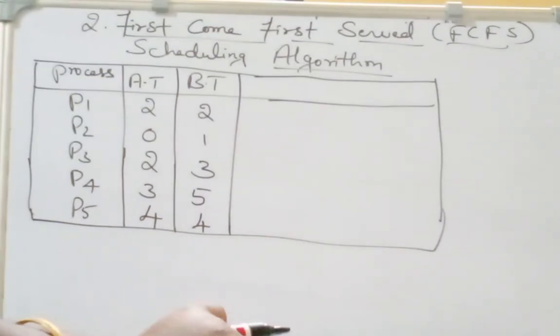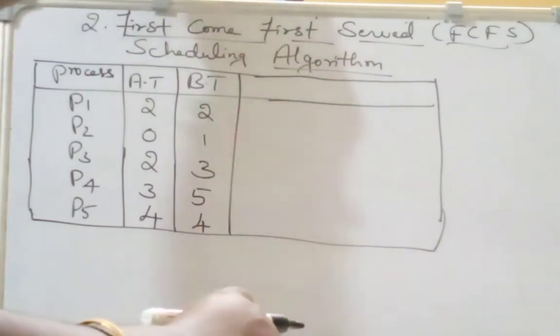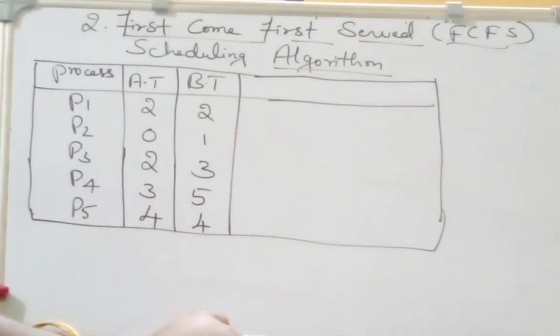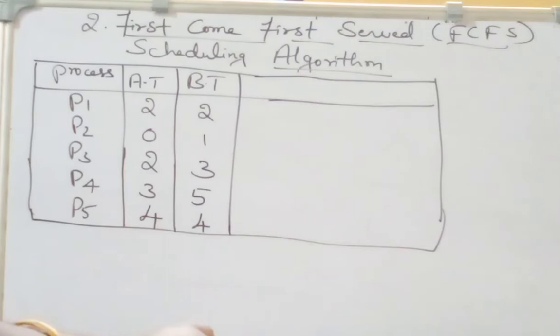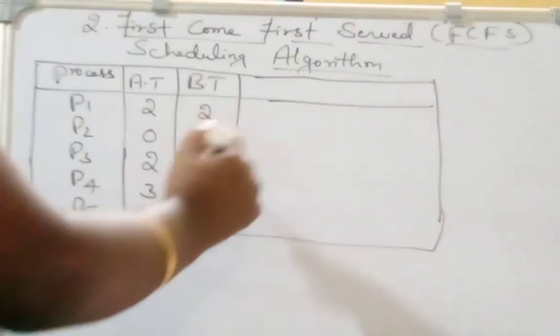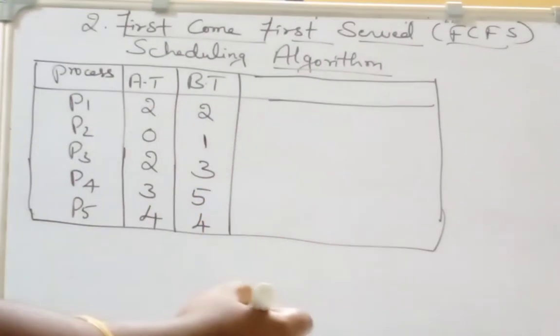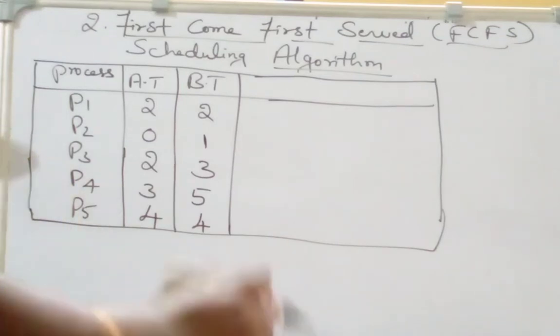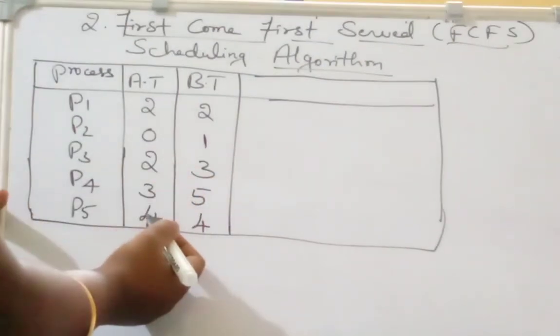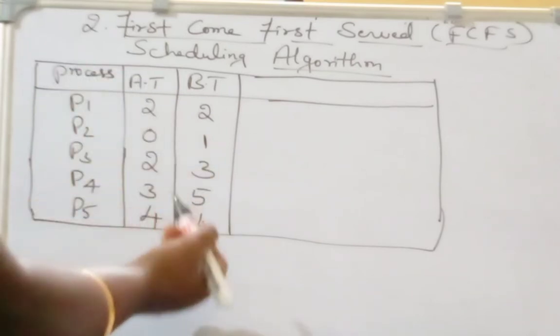In my previous video, I discussed first come first served with non-preemptive scheduling. This is first come first served with non-preemptive scheduling, but here arrival time is given. Whenever arrival time is given, we have to follow a different method to solve this scheduling. In my previous video, I discussed waiting time and turnaround time, so you can go through that. Now we'll see how the scheduling decisions take place in first come first served when arrival time is given.